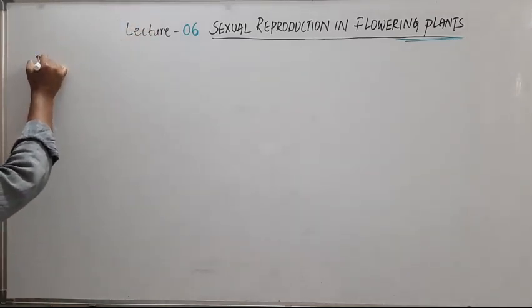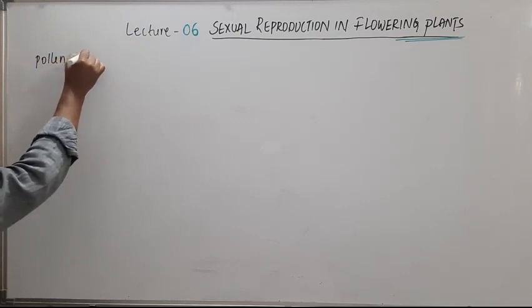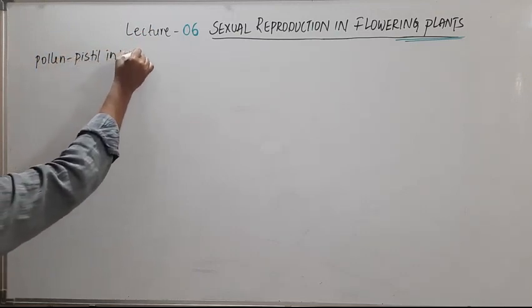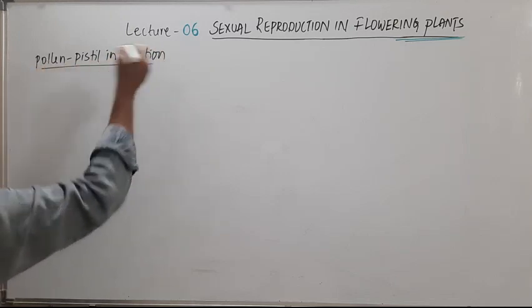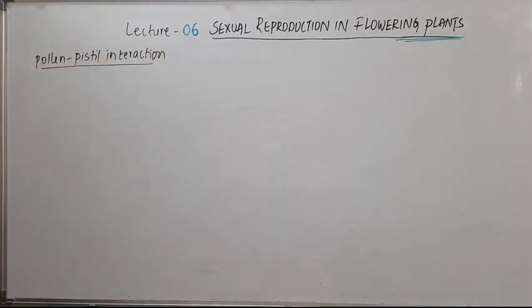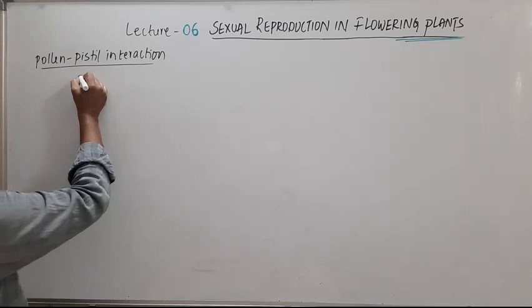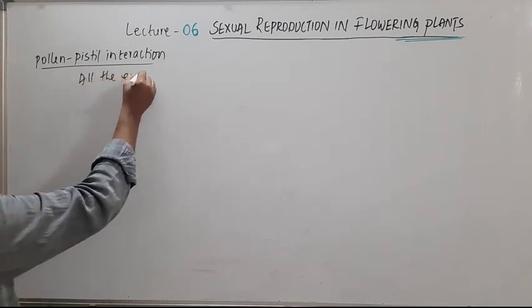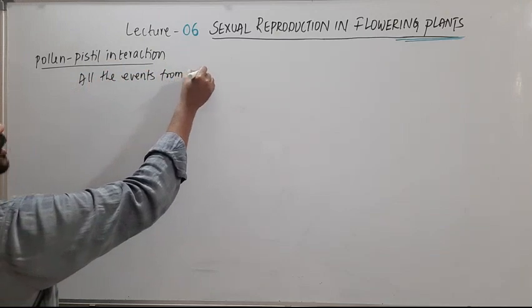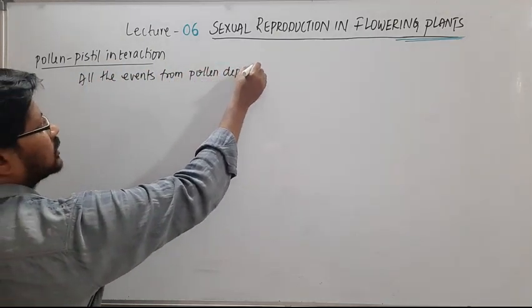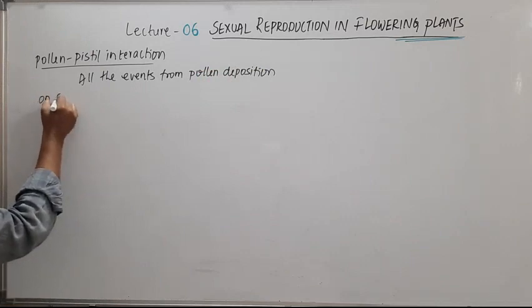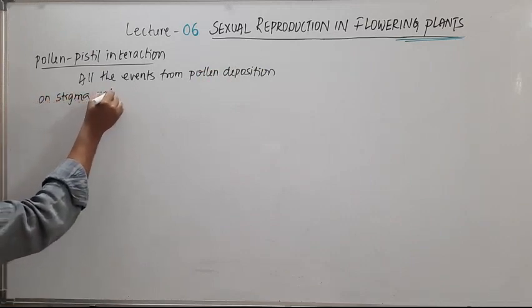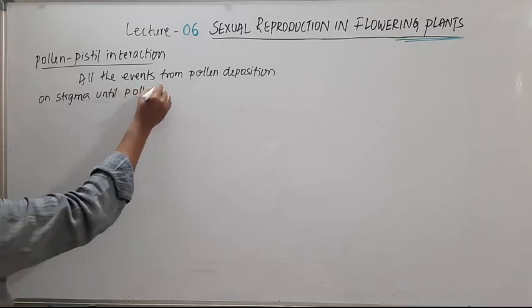So the next concept is pollen pistil interaction. So how the pollen grains interact with the pistil. So let's see that one. Here the pollen pistil interaction, we can define as all the events from the pollen deposition on the stigma until the pollen tube.